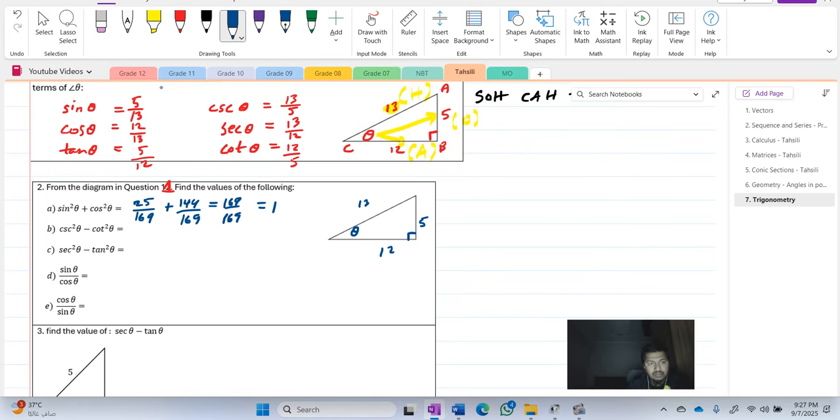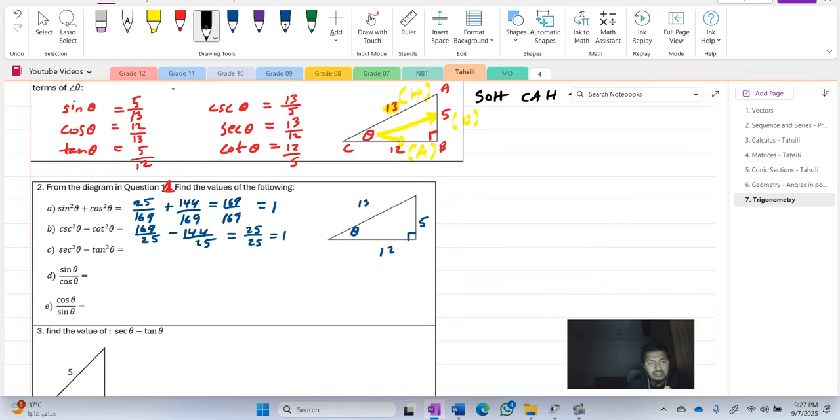Cosec squared minus cot squared. Cosec squared is 169 over 25. 13 squared is 169, by the way. And remember that's a minus here. So minus, what is cot squared? 144 over 25. If you take 169 minus 144, you get 25. So you're getting 25 over 25, and that also equals 1.